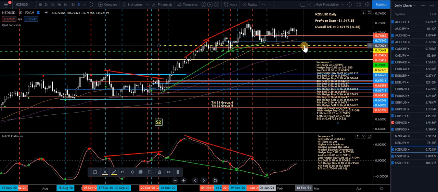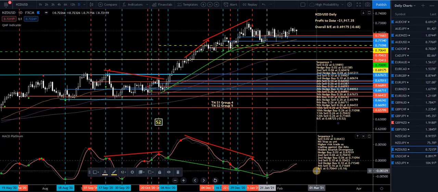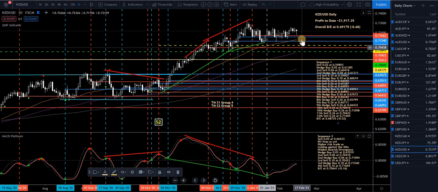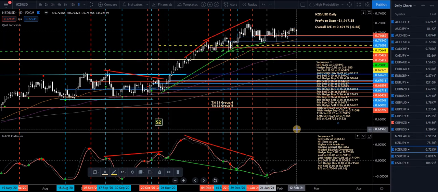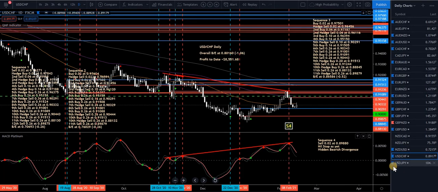This yellow dotted line is the sequence 2 break even. So you see break even there. That's at 70641. That's that one there. And the solid yellow line is the overall break even for all trades. Ideally, that's where I'd like price to get down to. But this thing's just going sideways at the moment. All right, let's have a look. What have we got next?